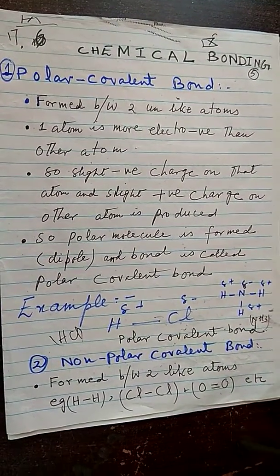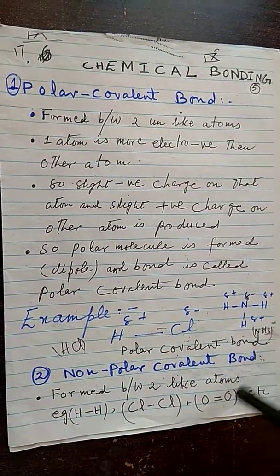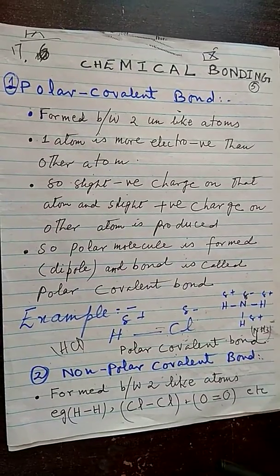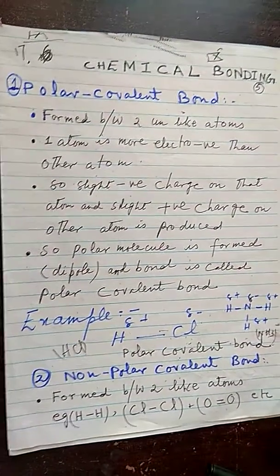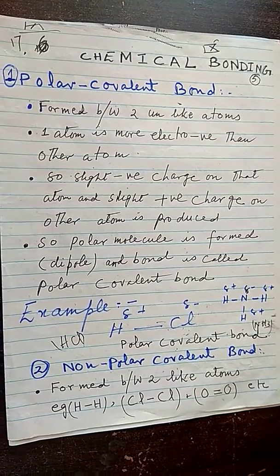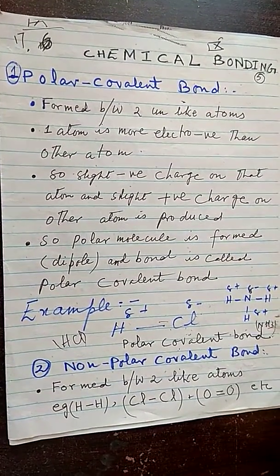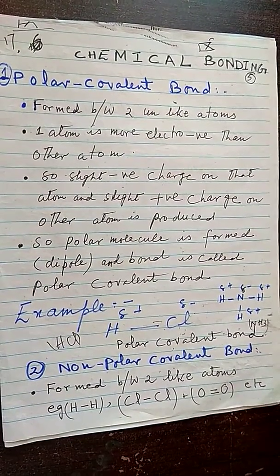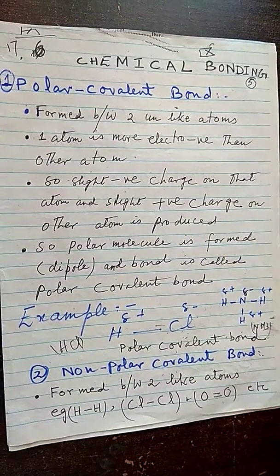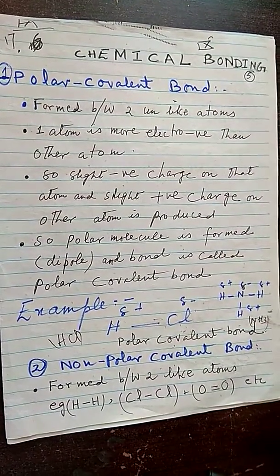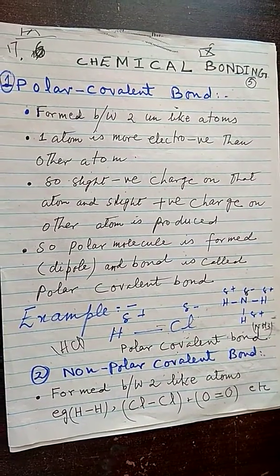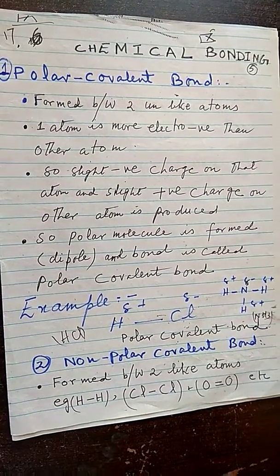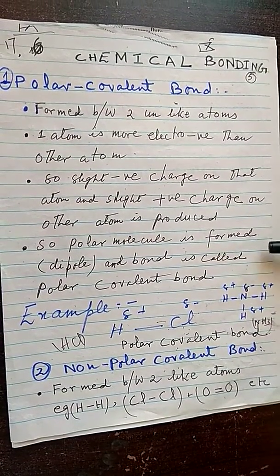What do you mean by electronegativity? I have already explained it in my previous lecture. Electronegativity is the relative ability of an atom in a molecule to attract the shared pair of electrons towards itself. So this bond is produced between two unlike atoms in such a way that one is more electronegative compared to the other. The electron pair between the atoms is slightly shifted towards the electronegative atom. It gets a slight negative charge and the other atom gets a slight positive charge. In this way a polar molecule or a dipole is produced.